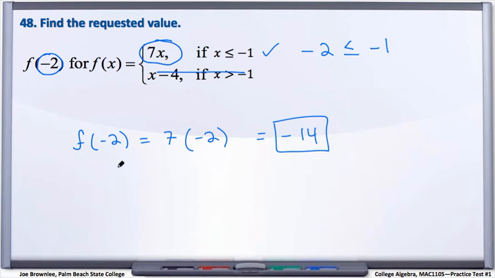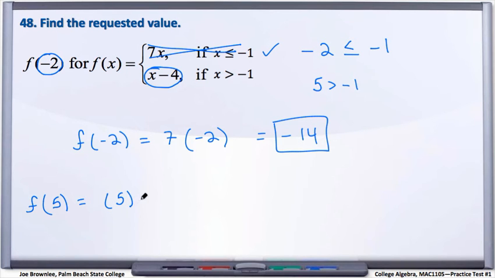Let's say, just for example, that instead of negative 2 here, they wanted us to find f of, I don't know, how about 5? Well, because 5 is greater than negative 1, right? 5 is greater than negative 1, then we would eliminate this part of the piecewise function, and we would use this part to evaluate, right? So we would say f of 5 equals 5 minus 4, which is equal to 1.